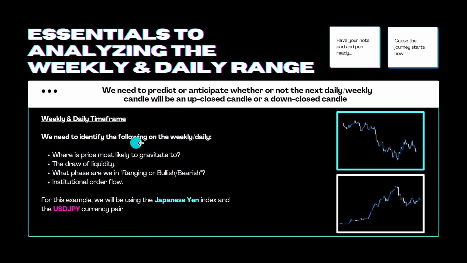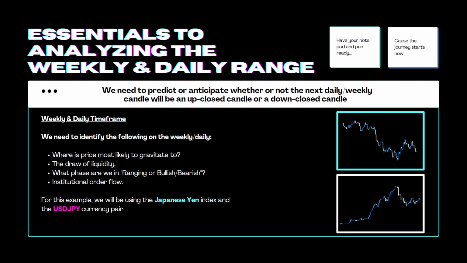We need to identify the following, and that is: where is price most likely to gravitate to? The draw on liquidity, right? We need to understand and identify the draw on liquidity and ask ourselves also, what phase are we in? Are we in a ranging market on the weekly, on the daily time frame? Are we bullish or bearish? And then from there, we need to implement institutional order flow, guys. And for these examples, I will be using the Japanese yen index, which is here in the top corner, and the USD JPY currency pair, which we did use in the last example.